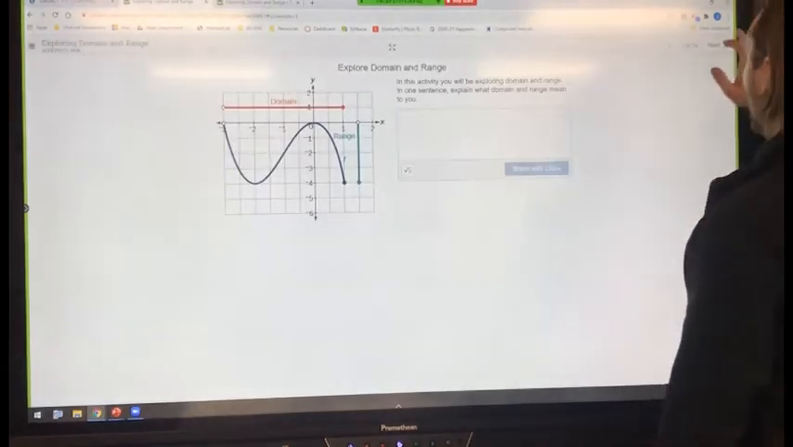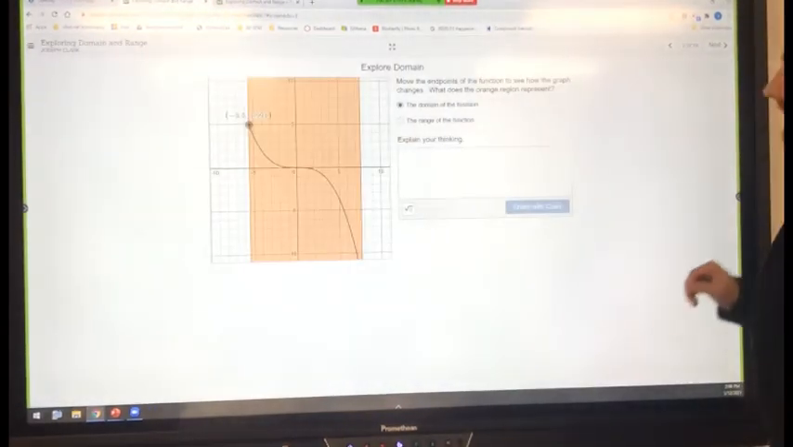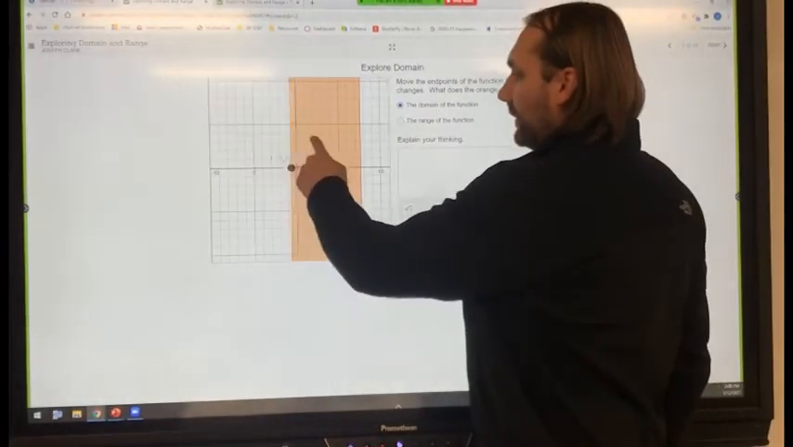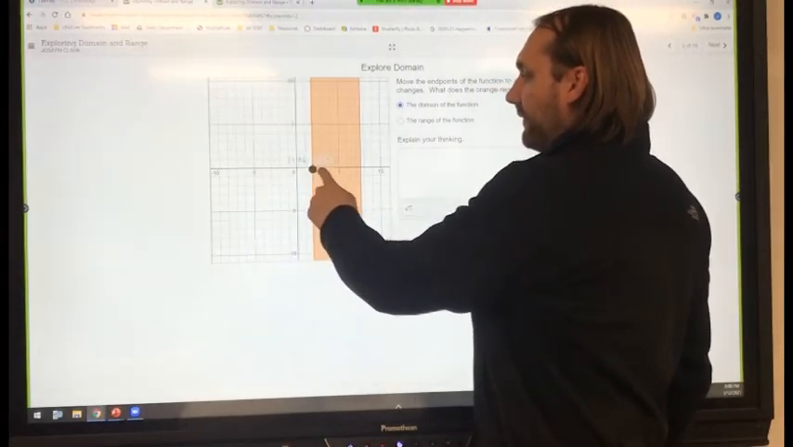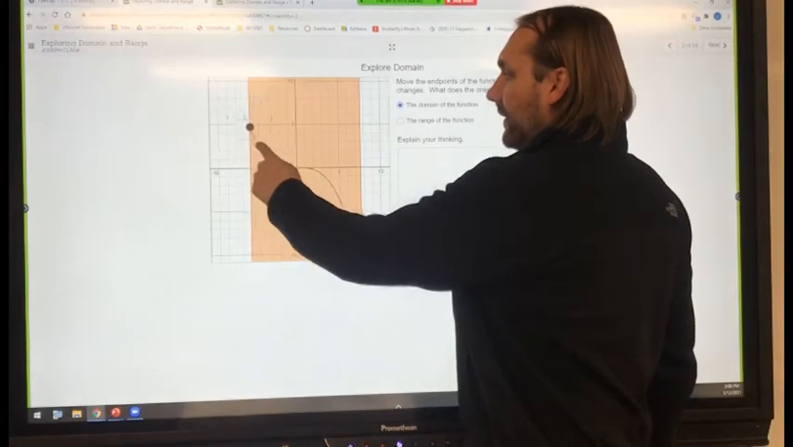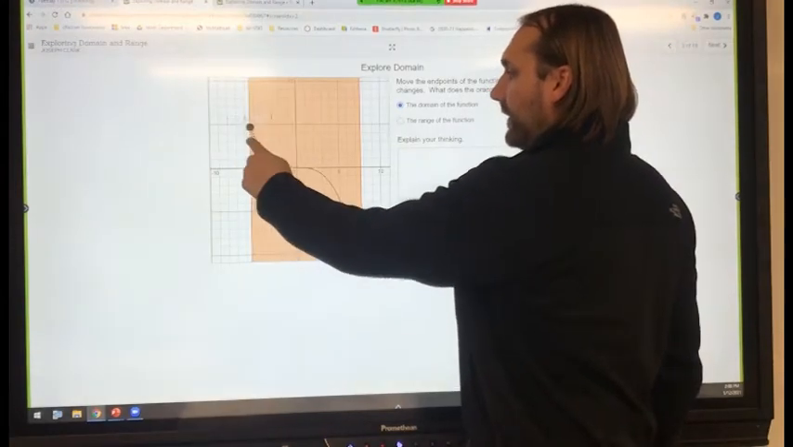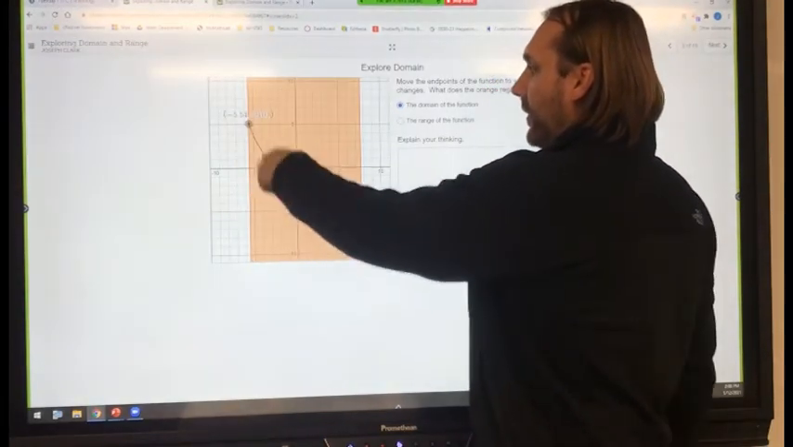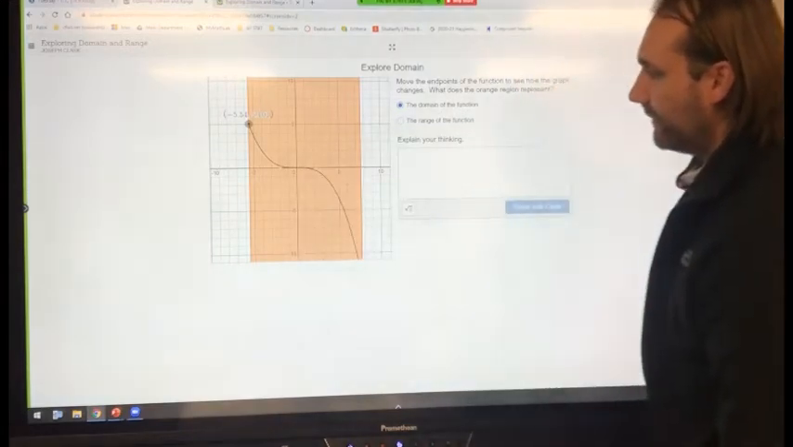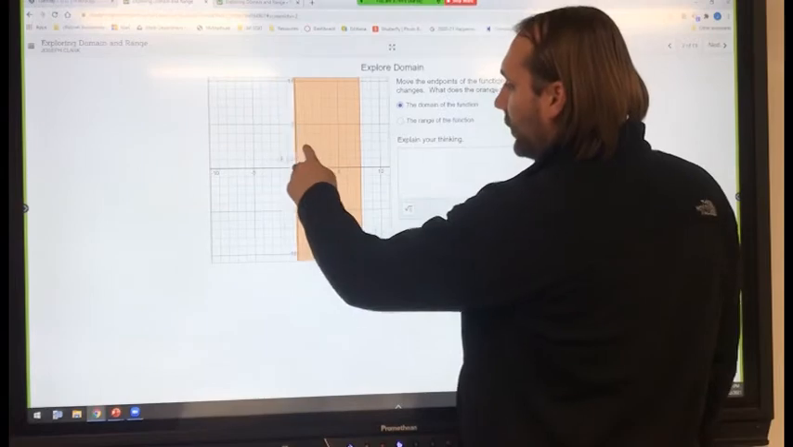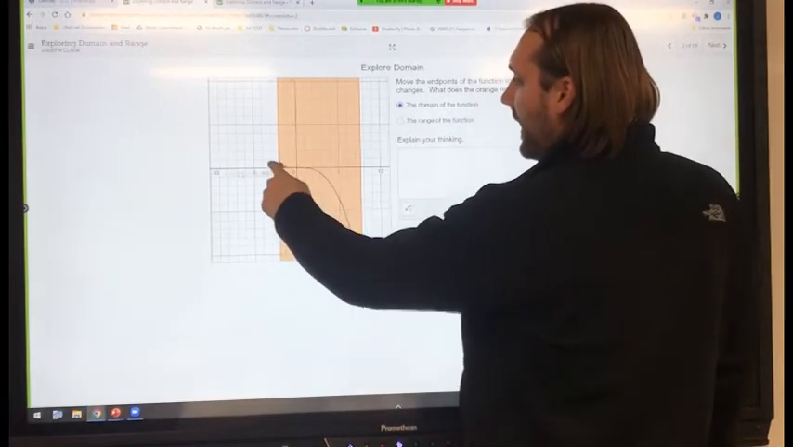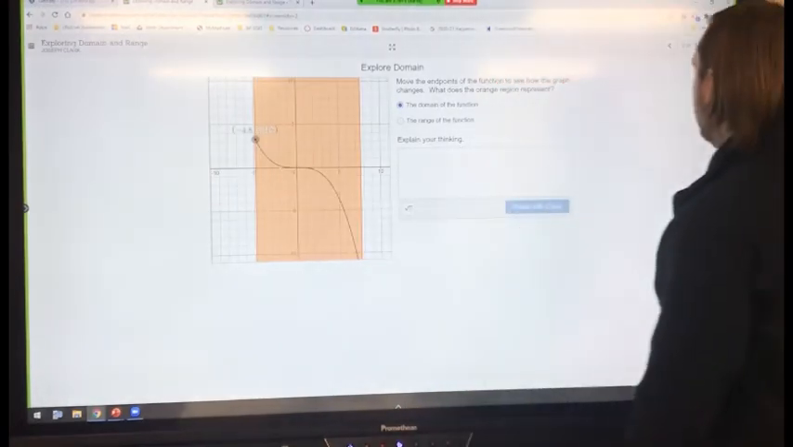I don't get this one. I like this activity because it gives you a visual of what we're trying to accomplish. Notice as I move my graph, the shaded region follows it. That's because our whole goal is to encompass this entire graph within this orange region from left to right. This is my domain. My graph will never be outside this orange region.